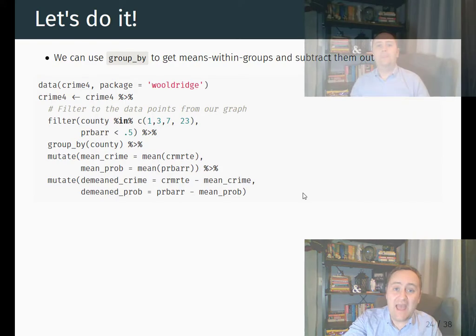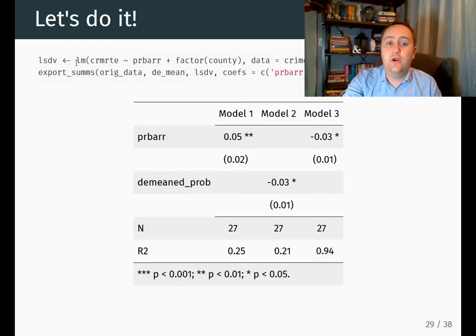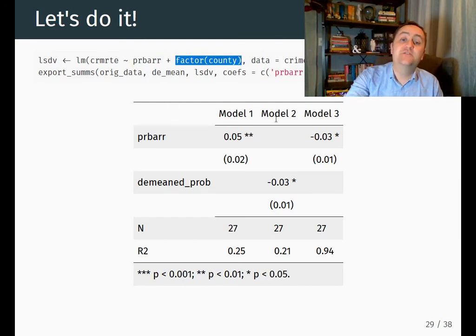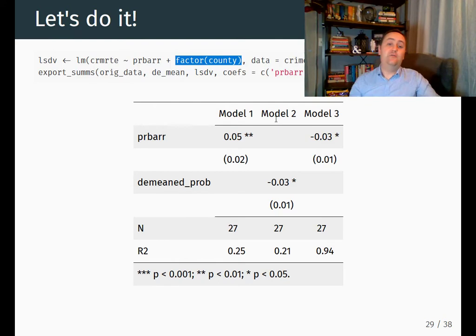So we can do that. All we have to do is take whatever our regression was. Here's the crime rate regressed on the probability of arrest, and then we add on a set of binary variables for our individual, which in this case is county. If we wrap it with factor, it will automatically treat it as a set of binary variables and include each of those individually.